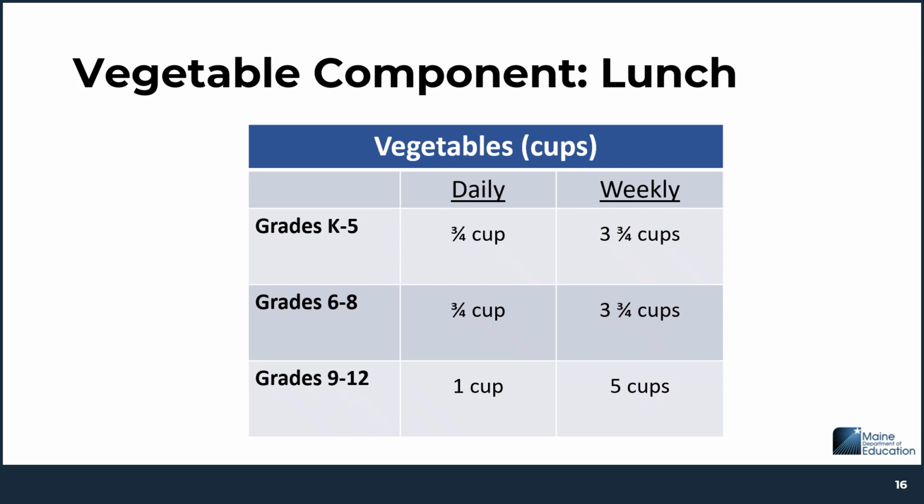The minimum serving sizes for the vegetable component at lunch are, for grades K through 5, 3/4 cup of vegetable must be offered. Grades 6 through 8, also 3/4 cup of vegetables to be offered. And at the high school level, 9 through 12, you must offer those students 1 cup of vegetables every single day. And by meeting your daily minimum offerings, you will also meet the weekly requirements that need to be offered.